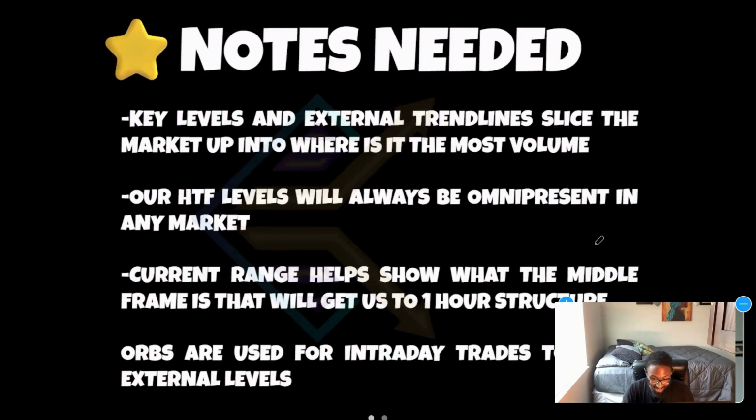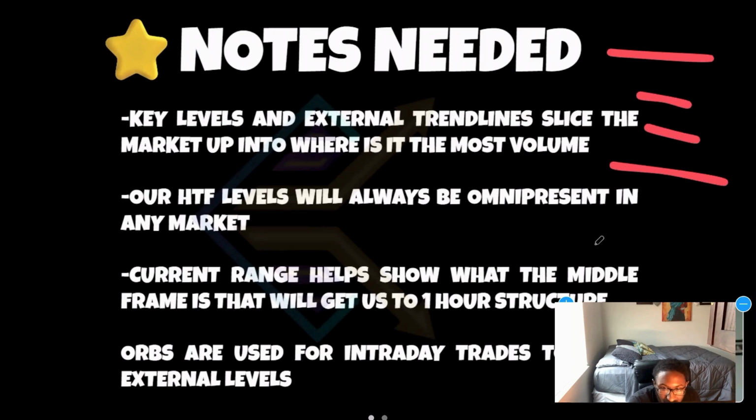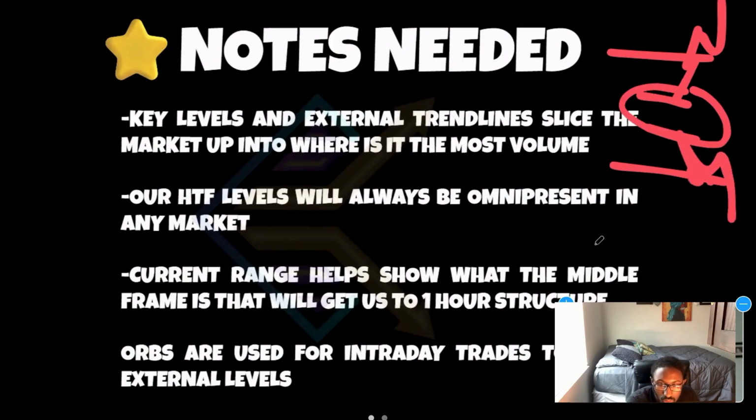I'm not even nervous, just going fast. ORBs are used as intraday trades to these external levels. So if this is a daily, 4 hour, or 1 hour, then these levels in the middle are the ORBs. Boom. Right? So we're scalping to these levels, and then we're doing day trades to the next ones.